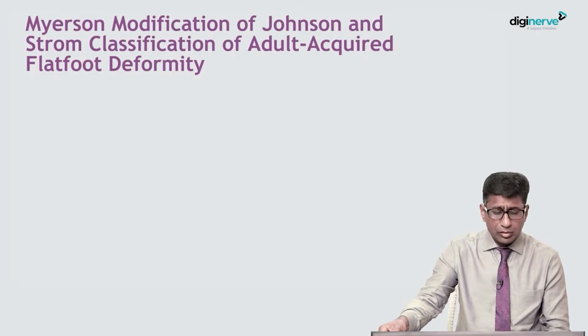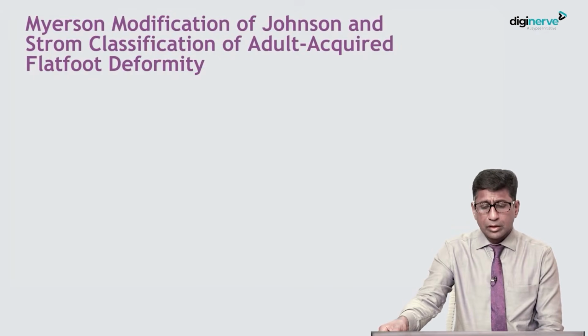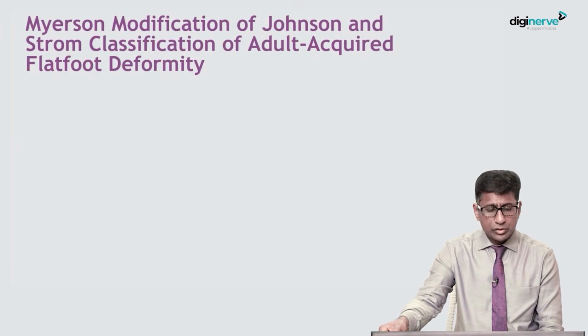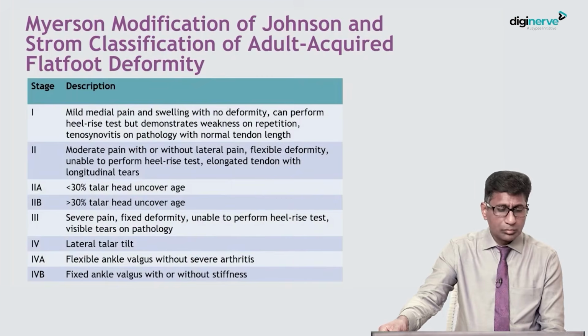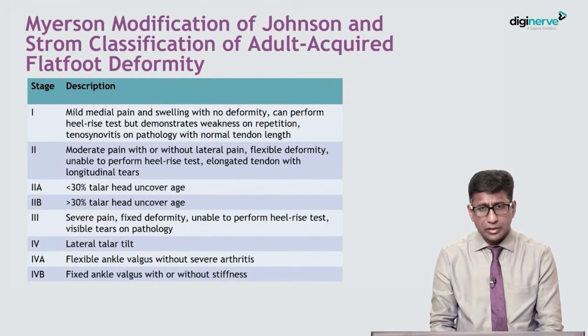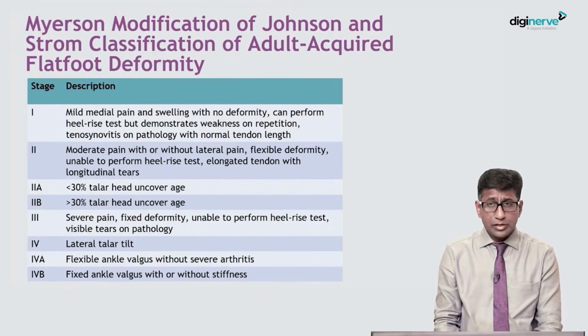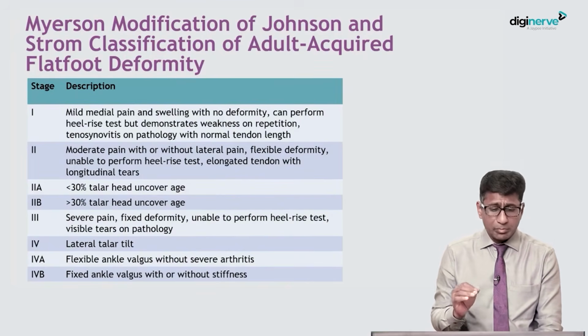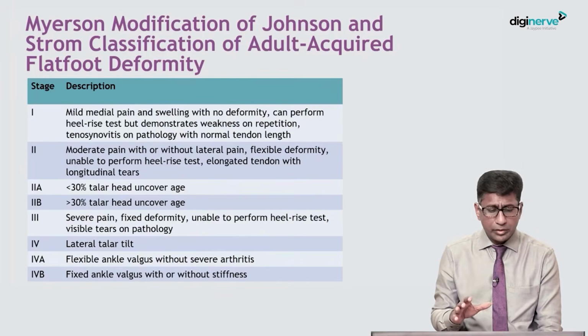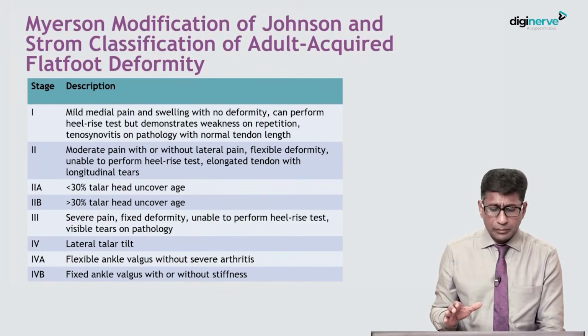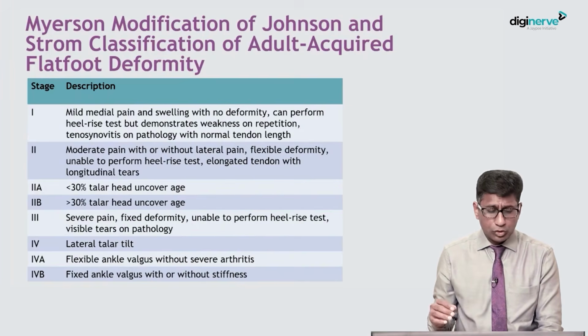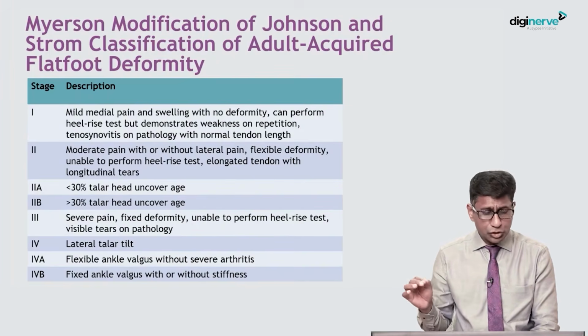Myerson modified the Johnson and Strom classification of adult acquired flatfoot. The Myerson classification is most commonly followed now, where stage 1 is when the patient will have only medial side pain and swelling. There won't be any deformity. The X-ray will be normal, and the patient will demonstrate weakness on the repetitive heel rise test. There could be tenosynovitis. It's called the tenosynovitis stage.